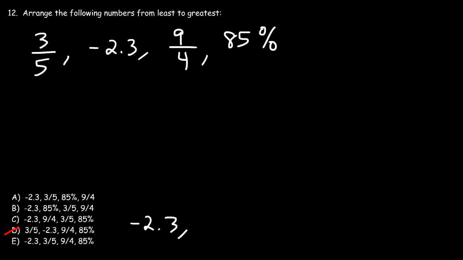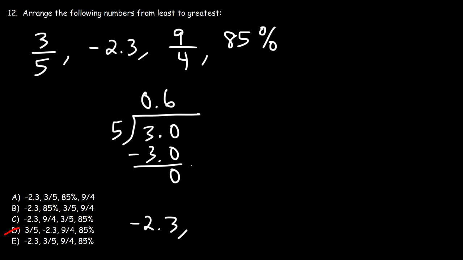Now for everything else, let's convert it into a decimal. So let's start with 3 over 5. What is 3 over 5 as a decimal? So let's use long division. 5 goes into 3 0 times. So let's add a 0. How many times does 5 go into 30? 5 goes into 30 6 times. And so 3 over 5 is the same as 0.6. So I'm just going to make a note here.